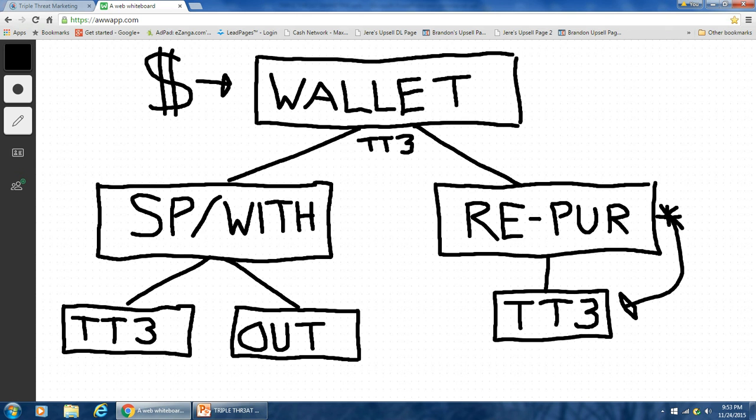It can't be withdrawn, it can't be taken out. So it basically feeds the system.